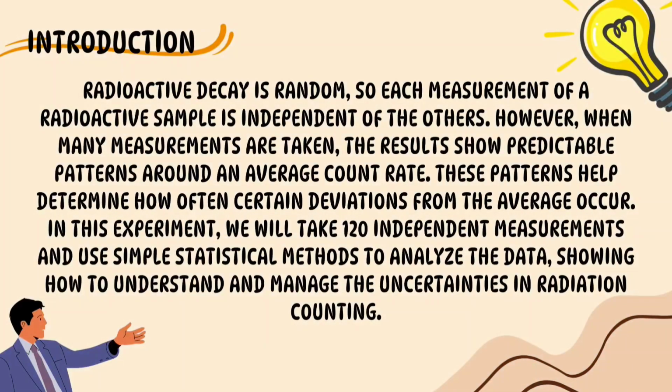Radioactive decay is random, so each measurement of a radioactive sample is independent of the others. However, when many measurements are taken, the results show predictable patterns around an average count rate. This pattern helps determine how often certain deviations from the average occur. In this experiment, we will take 120 independent measurements and use simple statistical methods to analyze the data, showing how to understand and manage the uncertainties in radiation counting.